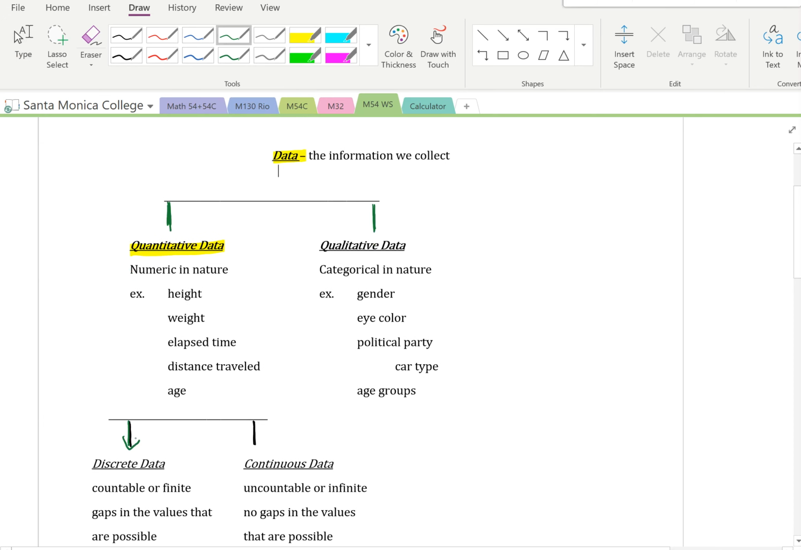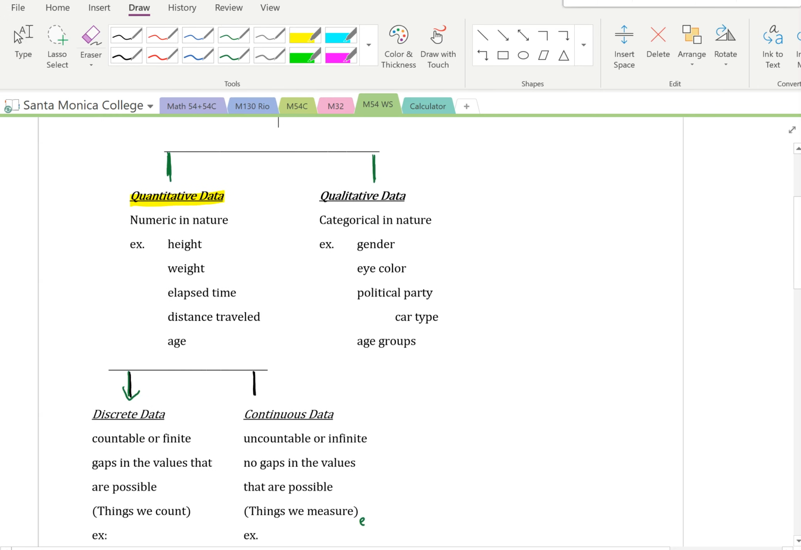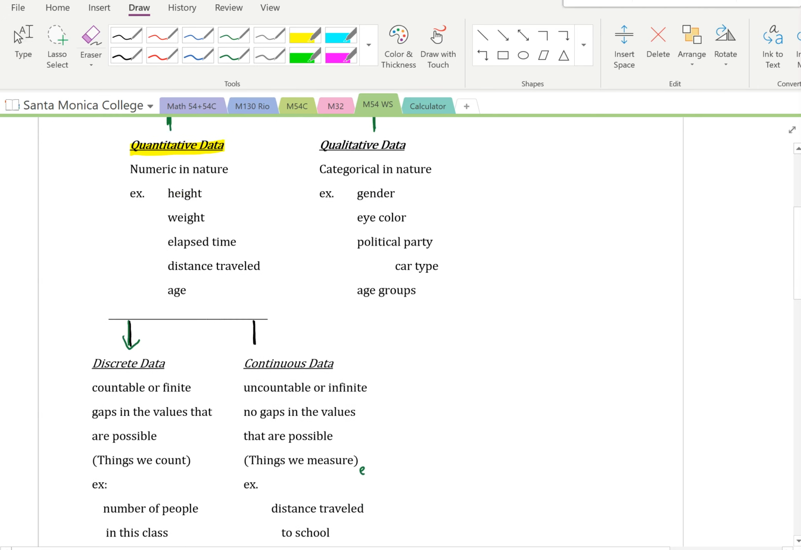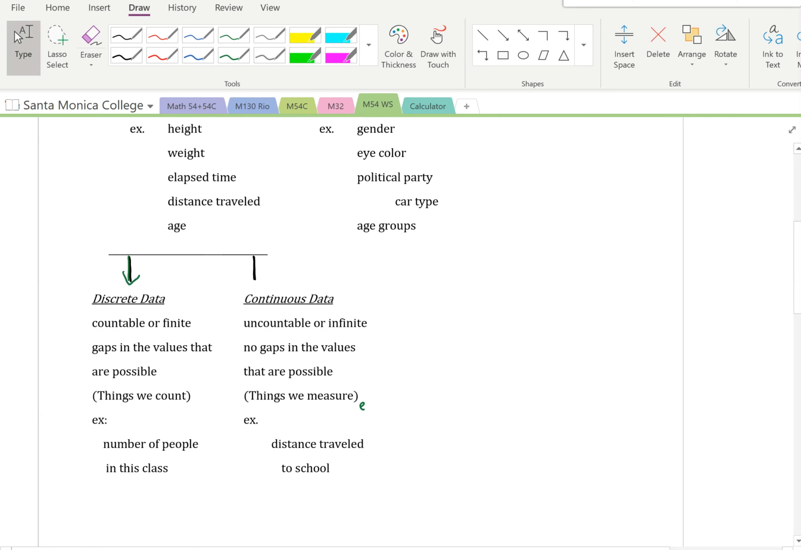So there's discrete data. Discrete data are things that you usually count to get, like countable or finite. There's a gap in the values that are possible. So examples are number of people in a class, shoe size. For example, for women's shoes, you have size 5 and a 5.5. You have a size 6, but there's no shoe size in the US that's between 5.5 and 6. So those are discrete data.